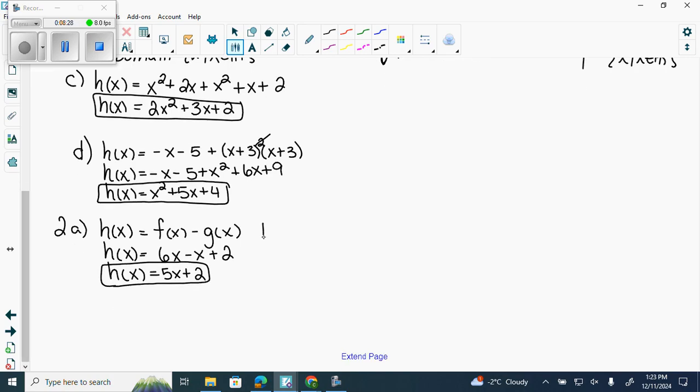Okay, you guys do B and D, go. B, we have to do f minus g. We can't do g minus f. We don't get an option. So h of x equals negative 3x plus 7. And then we have to minus all of g. So minus 3x squared minus x plus 2. And so we get negative 3x squared minus 4x plus 9.